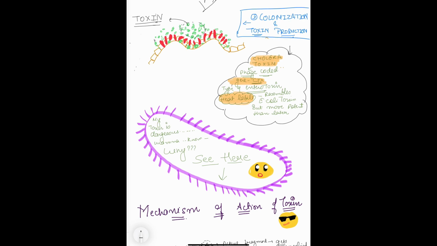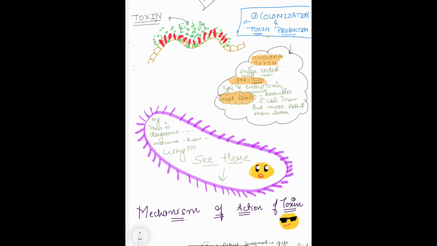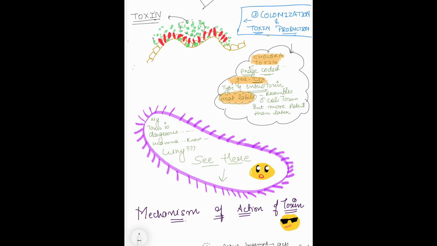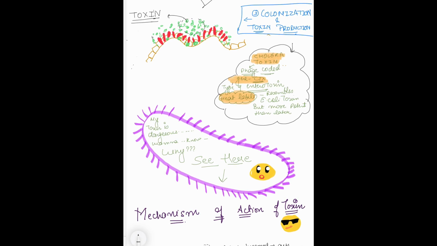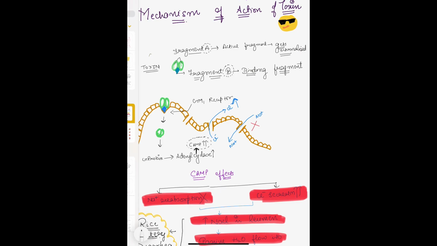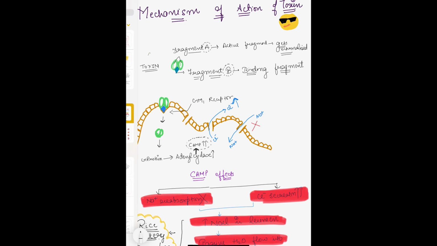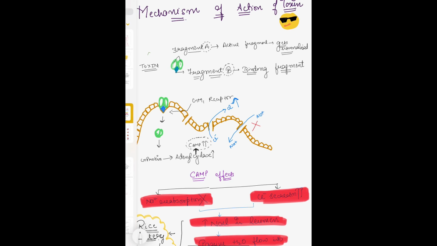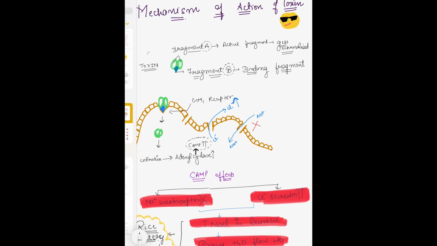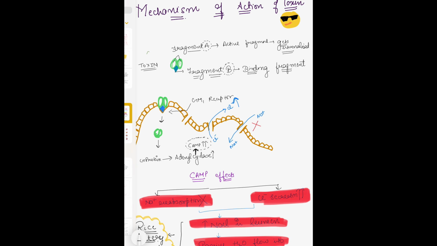The toxin contains two fragments, fragment A and fragment B. A is the active fragment and B is the binding fragment. The B binding fragment binds to the GM1 receptor on the epithelial cells, followed by internalization of fragment A. Fragment A causes ADP ribosylation of G protein, which causes upregulation of adenyl cyclase. Adenyl cyclase causes upregulation of cAMP, cyclic adenosine monophosphate.